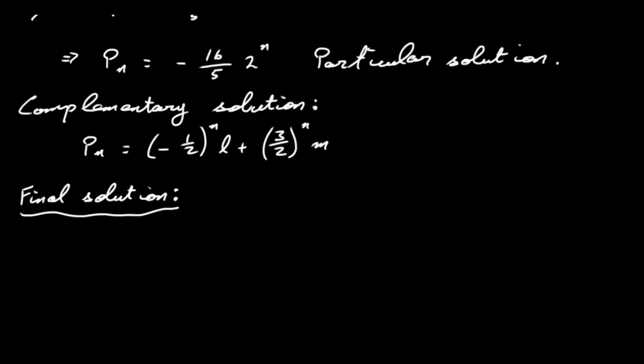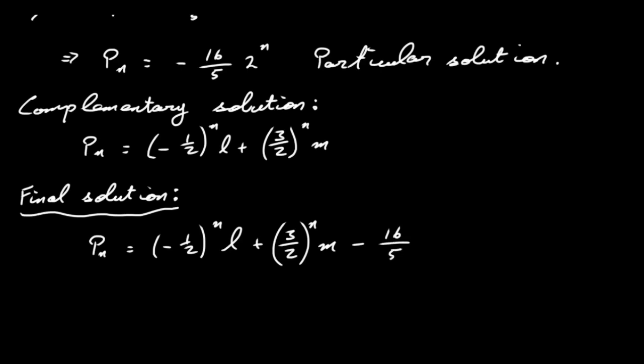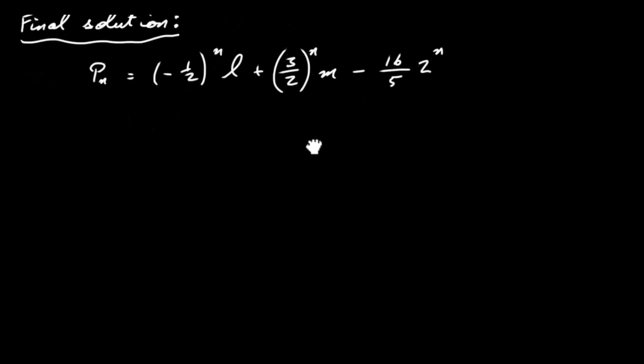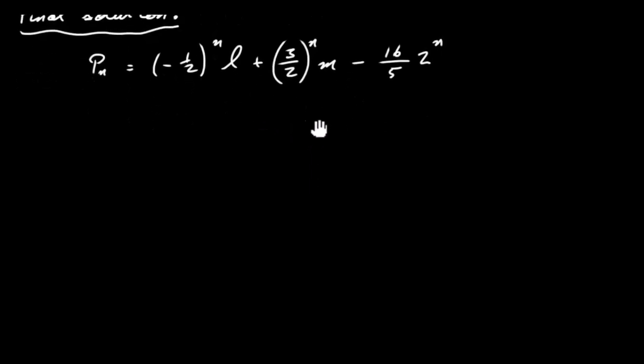So let's add those. So Pn, our final Pn, here is equal to minus a half to the power of n times L plus 3 over 2 to the power of n times m minus our particular solution, which was 16 over 5 times 2 to the power of n. So this is our solution here. We've just now got to work out what L and M are, similar to what we did in an earlier section. So we're going to use the two bits of information that we were given.